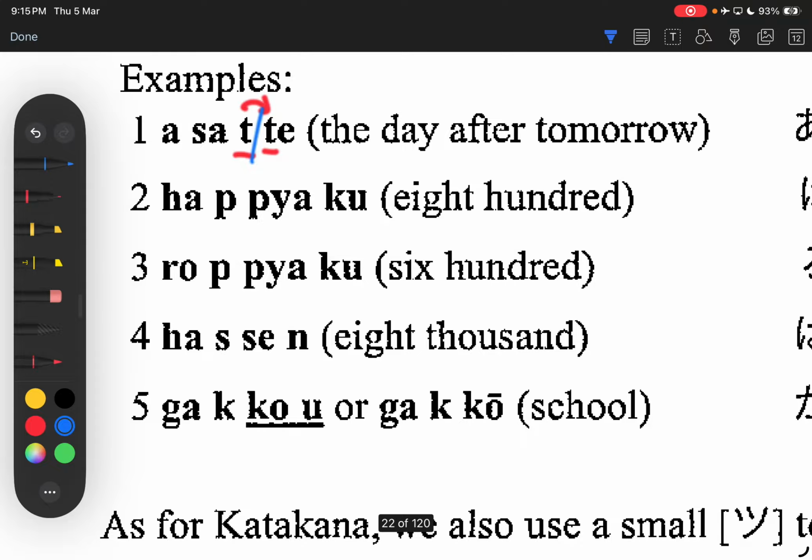When we put it in front of a P sound, for example, number 2, hapyaku. Hapyaku. You see that I pronounce the P with the first half. Instead of saying ha, I become hap. Ha, hap. Hapyaku. So 800 is hapyaku. Number 3 we have roppyaku. Roppyaku. 600.